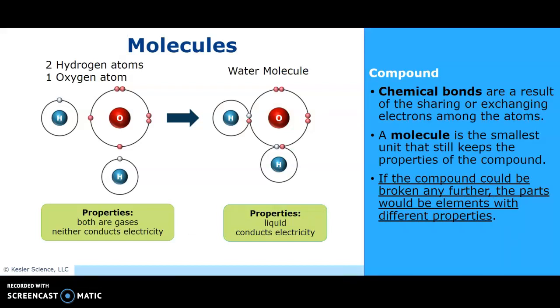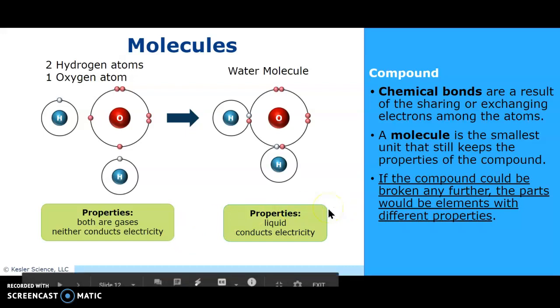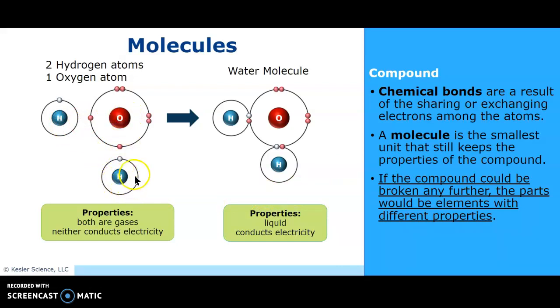So chemical bonds are the result of sharing or exchanging electrons among the atoms. So we have two hydrogen atoms and an oxygen atom. Now, the first valence shell will only hold 2 electrons. The second valence shell will hold 8 electrons. So hydrogen wants another electron in its valence shell, and oxygen wants 2 more. What happens is the hydrogen gets attracted to the oxygen, and they share their valence electrons. So now hydrogen has 2, and oxygen has 1, 2, 3, 4, 5, 6, 7, 8.